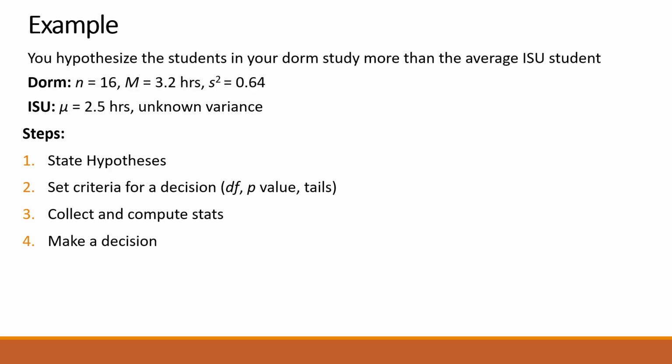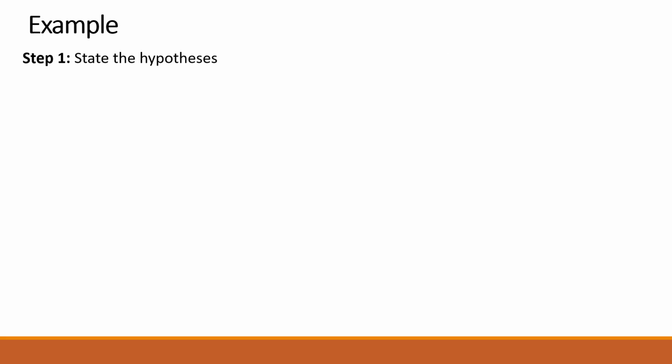First, we need to state the hypotheses. Then we need to set the criteria for a decision. Then we'll collect and compute the stats. And then finally, we'll make a decision on whether or not we can fail to reject the null hypothesis. Step 1, let's state the hypotheses.